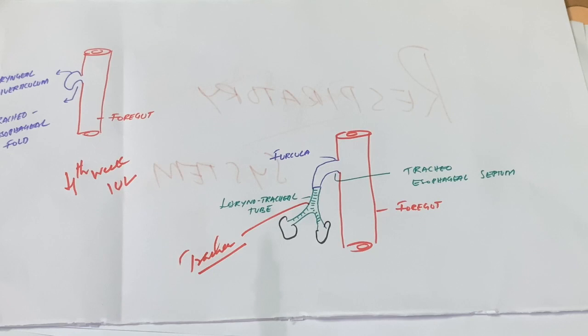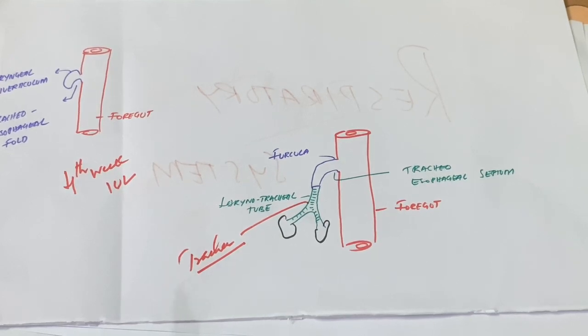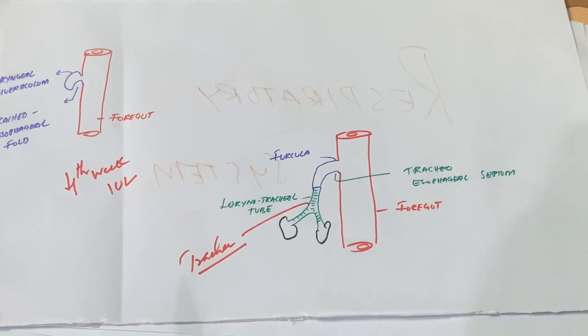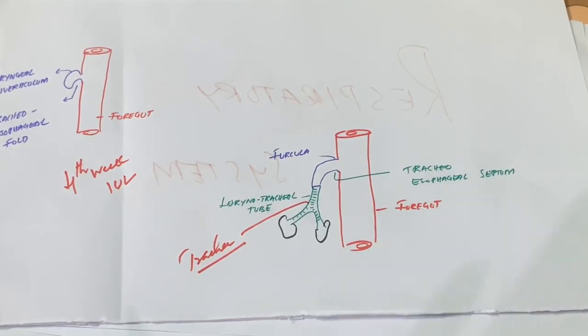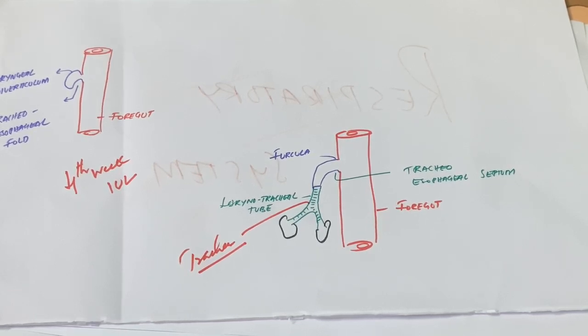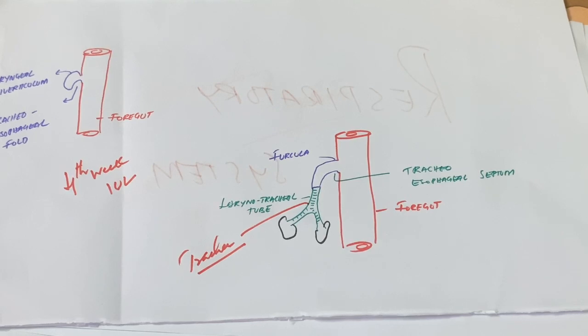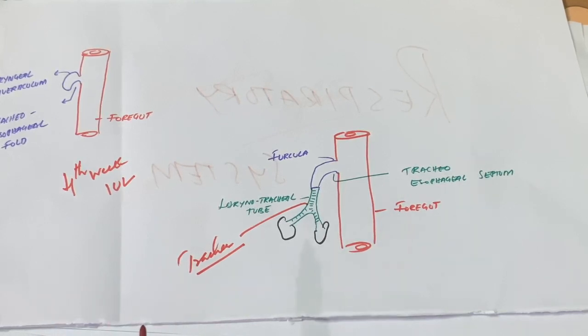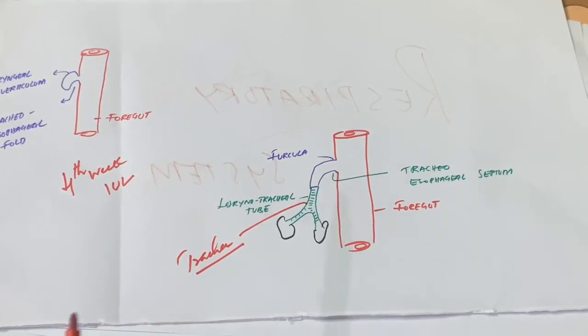I told you first that the respiratory system develops from the endoderm. The epithelium develops from the endoderm, whereas the muscles, cartilages and other tissues related to the respiratory system develop from the splanchnopleuric intraembryonic mesoderm. So the lining epithelium of the trachea will be developed from the endoderm.